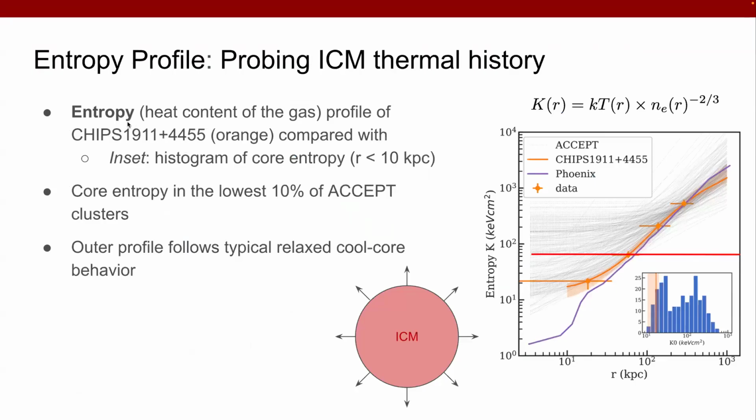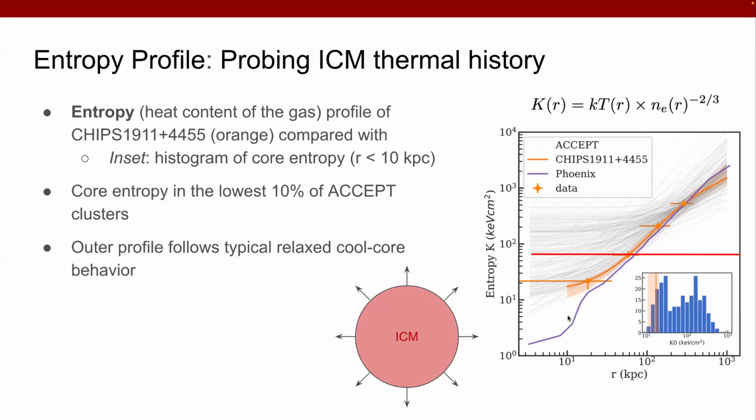Okay, so from this information, we can combine them using this formula and get what's called a pseudo entropy. What we try to measure is the heat content of the gas. A typical galaxy cluster goes all the way like this, up and down, but it pretty much stops at about 30 keV centimeter squared. But the Phoenix cluster that I showed you earlier and the CHIPS cluster are examples of objects that can go all the way down to the center.